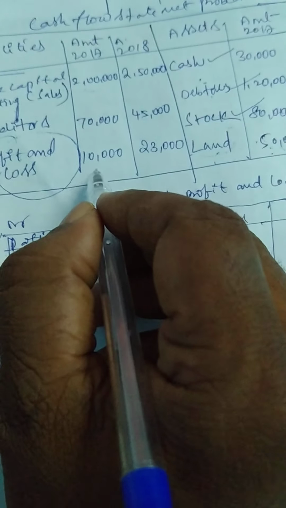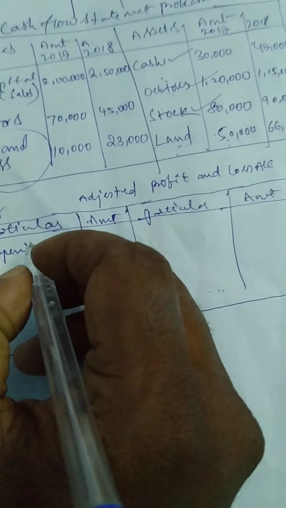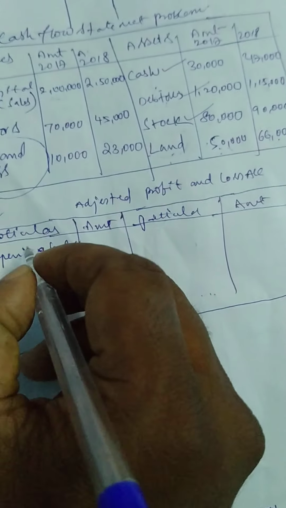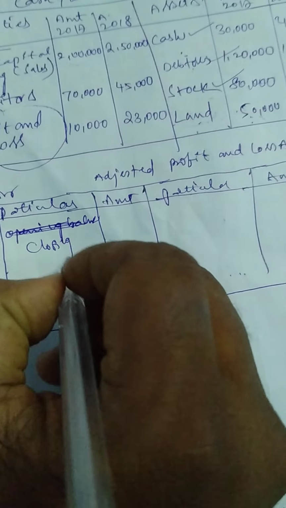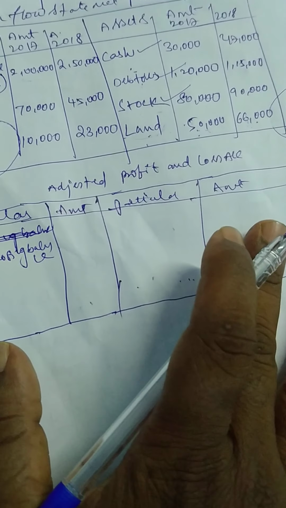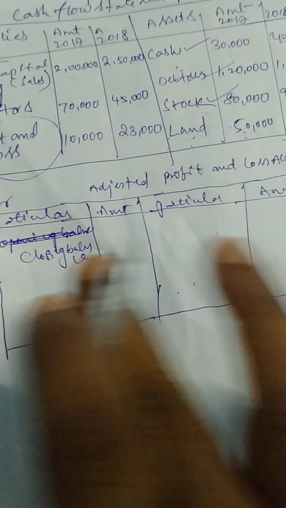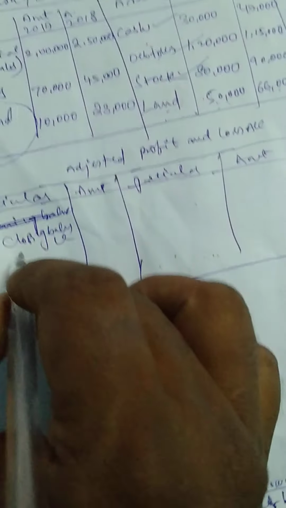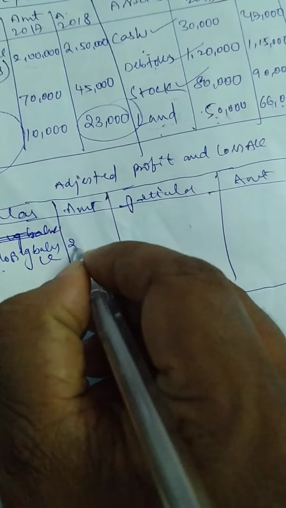Opening balance, how much? Sorry, closing balance this side. Sorry for that. Adjusted profit and loss account: closing balance on the debit side, opening balance on the credit side. Remember, in an adjusted profit and loss account, closing balance comes first, opening balance second. So closing balance on the debit side, how much? Closing balance 23,000.